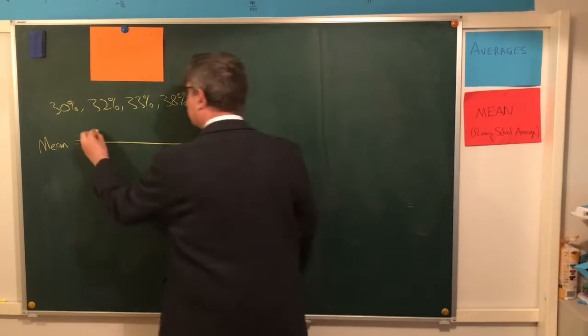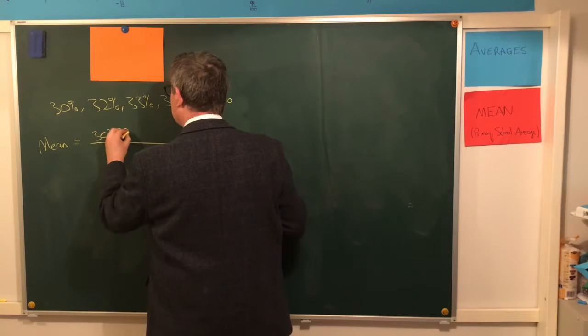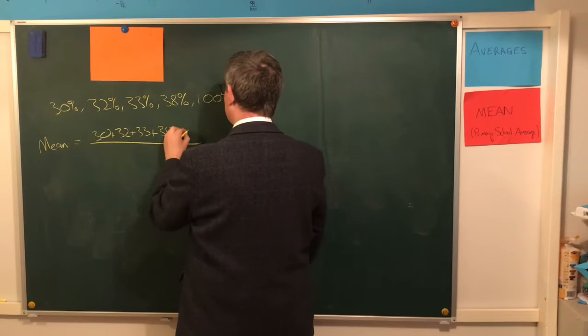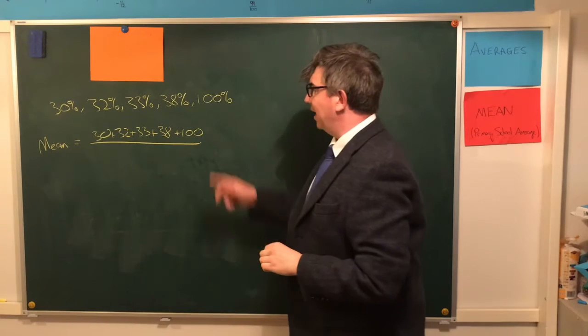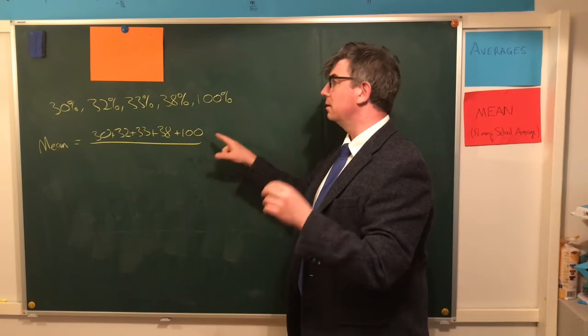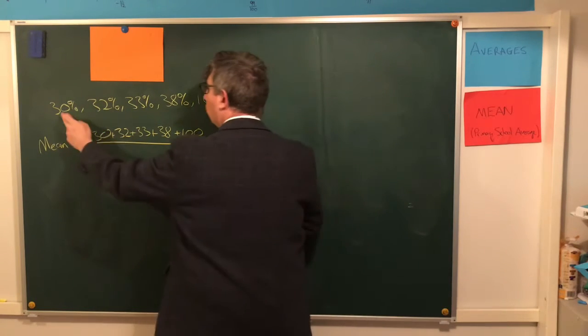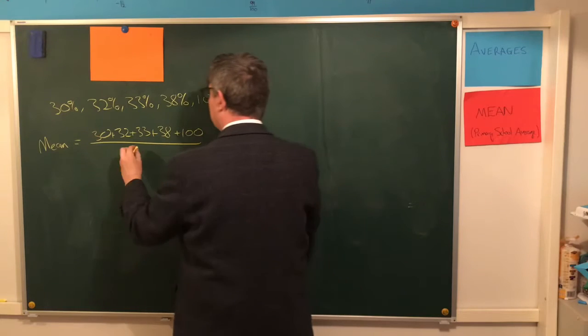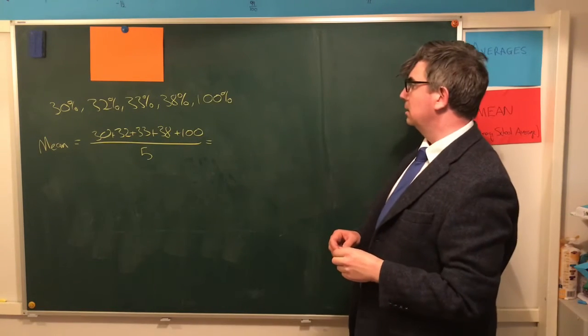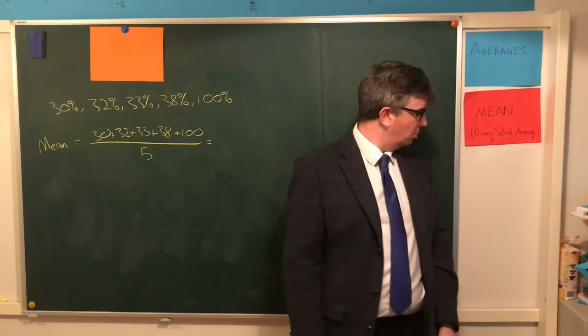So it's gonna be 30 plus 32 plus 33 plus 38 plus 100. So I've added them up. So to calculate the mean, I add them up and then I divide it by how many there are. And there are 1, 2, 3, 4, 5 of them. So I add them up and I divide by how many there are. So that's calculator job.